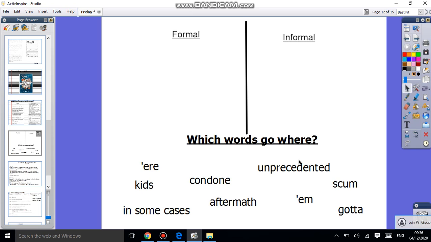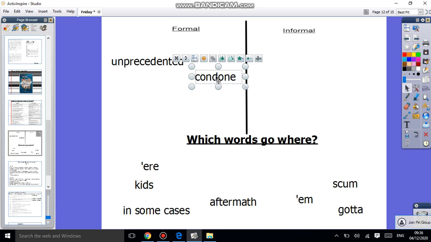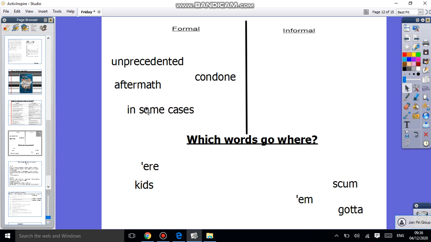So first of all, let's do this big word, unprecedented. Well, I don't think I've ever heard anyone use unprecedented as a slang word. It's a very formal word. Unprecedented. We've got the words condone and aftermath. Okay? More formal words. We've got in some cases. That is formal. Okay, all very formal ways of speaking.